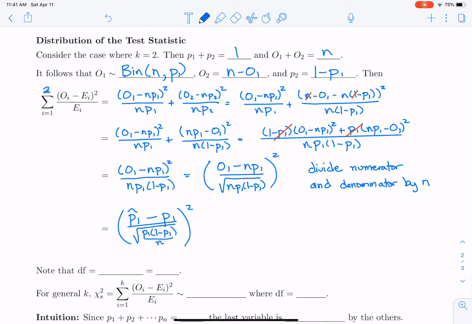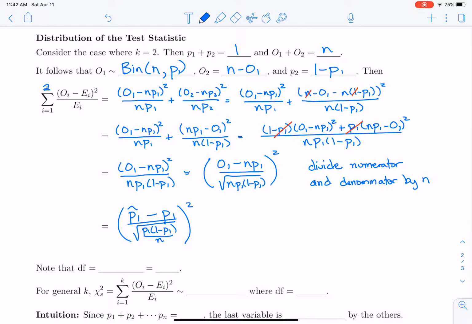That whole thing squared. So dividing the numerator and the denominator by n gives me, well, wait a minute, p1 hat minus p1 divided by what looks like the standard error of p1 hat. That's actually going to have a normal distribution. It's approximately normally distributed. Of course, that z is getting squared. Okay, so what's inside the parentheses we've seen before. That's how we compared population proportions. Okay, so that becomes z squared. And we know that if you take a normal and you square it, that's going to have a chi-square distribution with degrees of freedom 1.